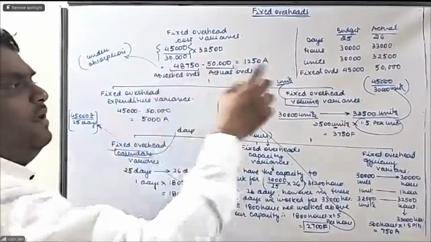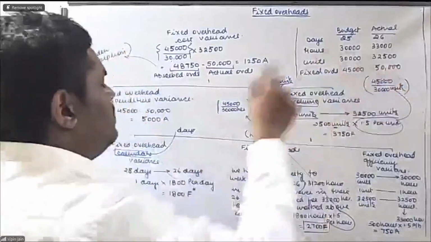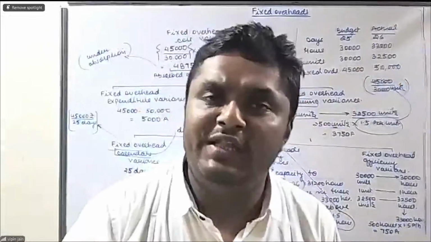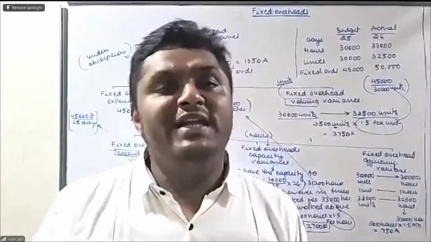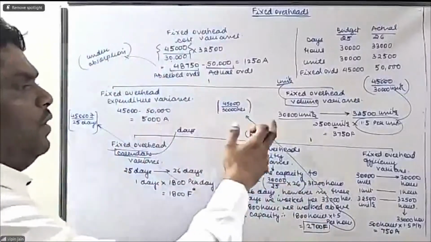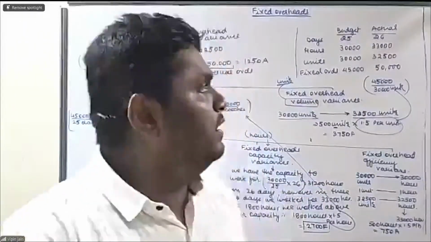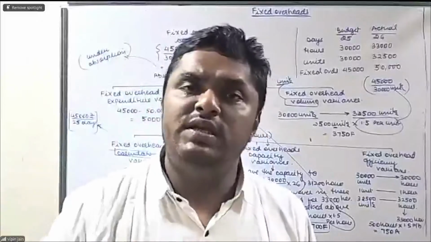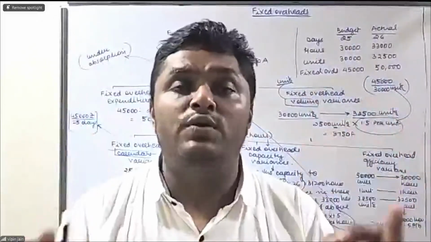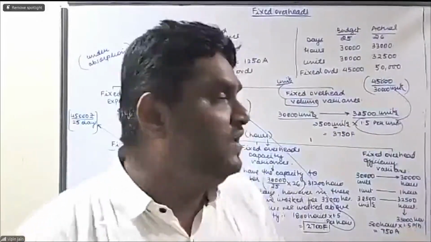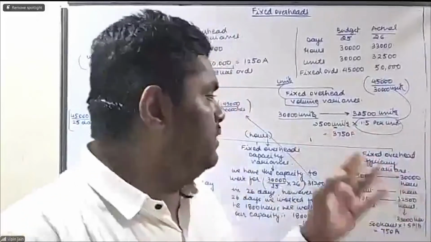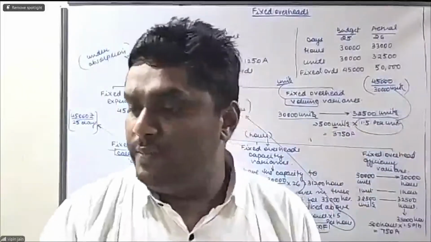Expenditure variance, again, budgeted cost minus actual cost, we will get it as favorable or adverse. Here my budgeted expenditure is 45,000 and my actual expenditure is 50,000. So 5,000 more, that's why it is adverse. When talking about volume variance, we were supposed to manufacture 30,000 units, but we actually manufactured 32,500 units, 2,500 units extra, multiplied by the rate per unit since it is units. So this will be 3,750 favorable.